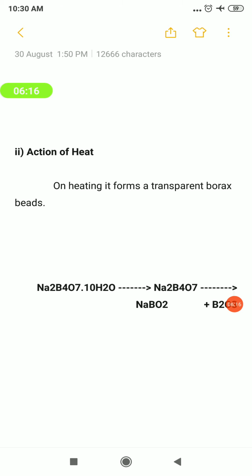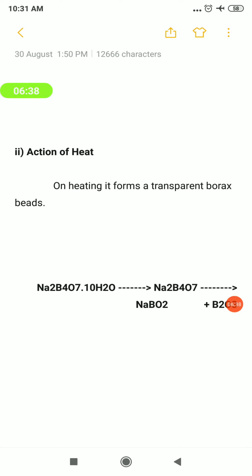And then the second chemical property is action of heat. It's very simple. What's the formula for borax? Na2B4O7 10H2O. What happens when we heat it? It can lose water molecules. So when it is heated in the first step, it loses 10 molecules of water and forms anhydrous borax, or we can say the glassy borax.